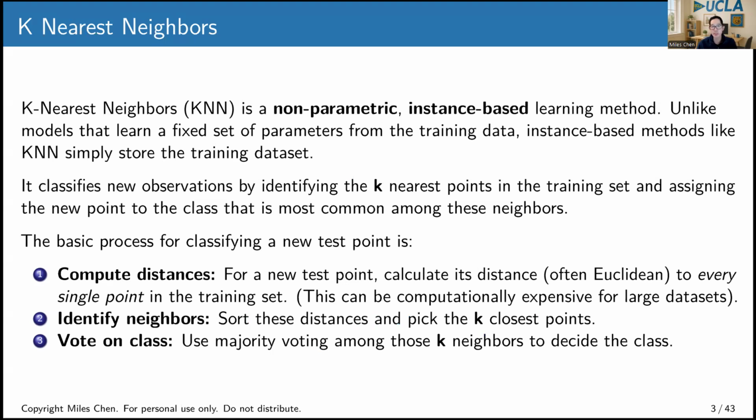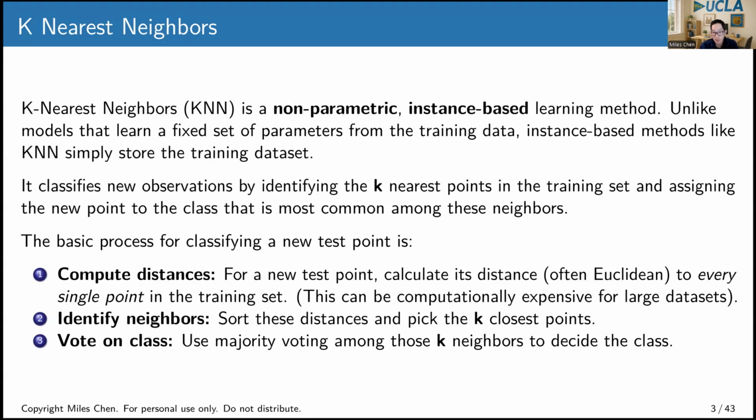The way it works is it classifies new observations by identifying the k-nearest points in the training set and assigning the new point to the class that is most common among these neighbors. The process looks something like this: the very first step is you compute distances from the test case to every single data point in the training set. If you have a big training set, this can be a very computationally expensive step.